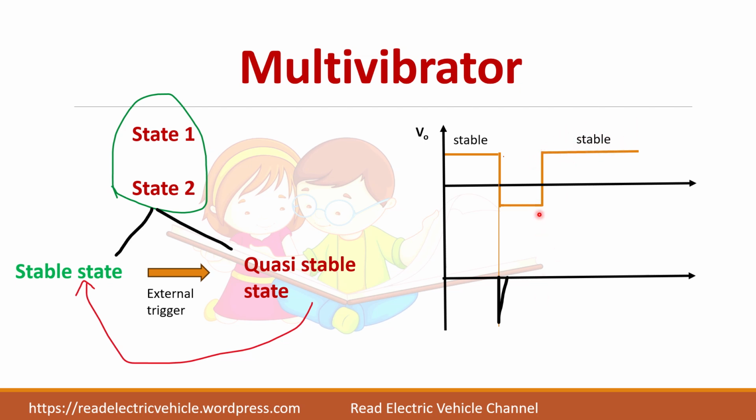Here you have to see I have not given any external trigger. So this is the quasi-stable state. From quasi-stable to stable, no trigger pulse is required, it goes automatically. But from stable, if you want to go to quasi-stable, again you have to apply a pulse.